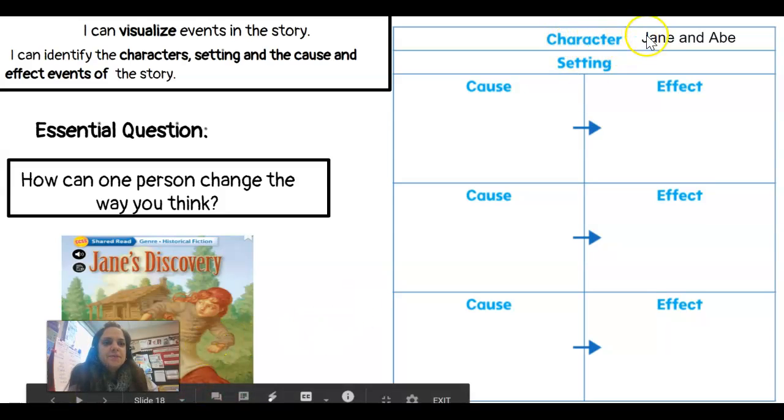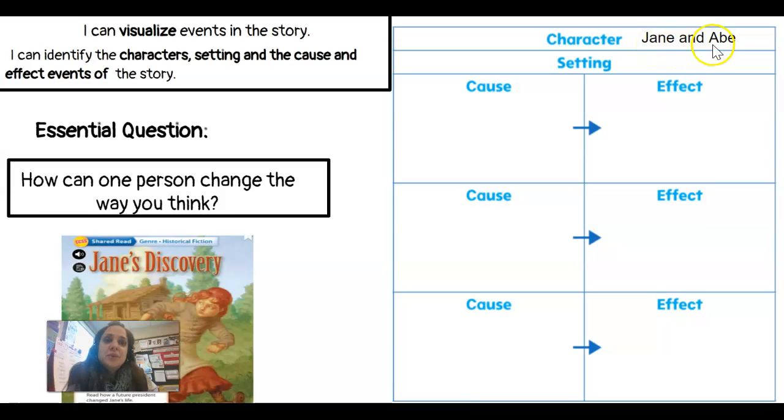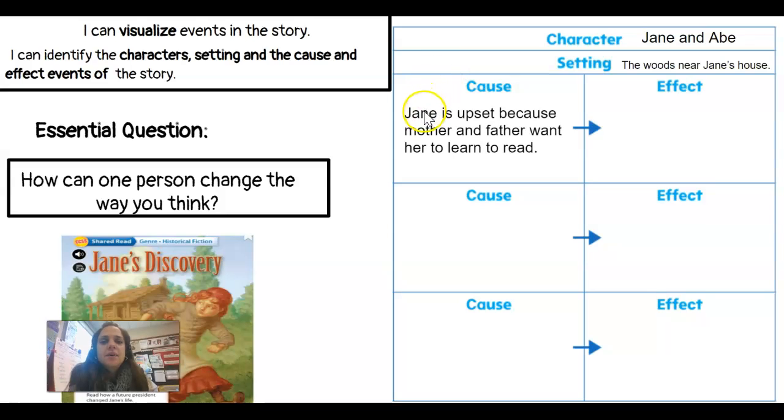Who's my character? Jane right now. We will meet Abe, but we know that because we read for the genre earlier in the week. Our setting, the woods near Jane's house. Why does something happen and what happens? Well, Jane is upset because mother and father want her to learn to read. So since mother and father want her to learn to read, what's the result? Jane refuses and runs through the woods to calm down.